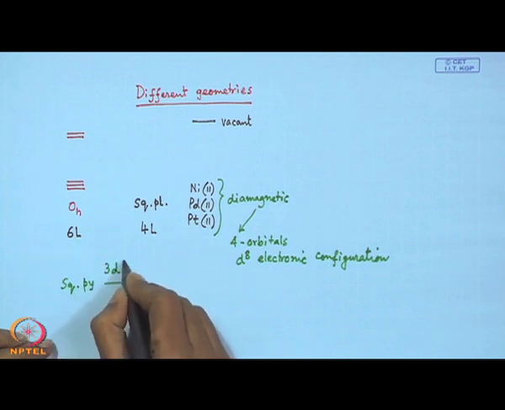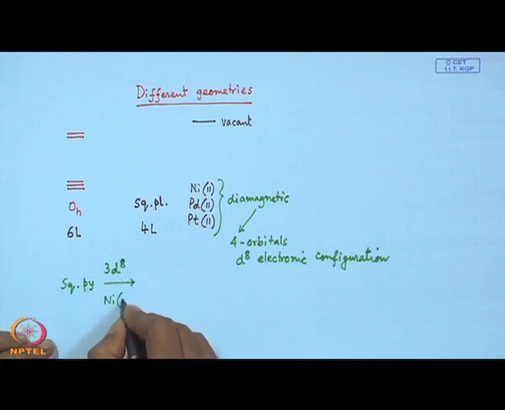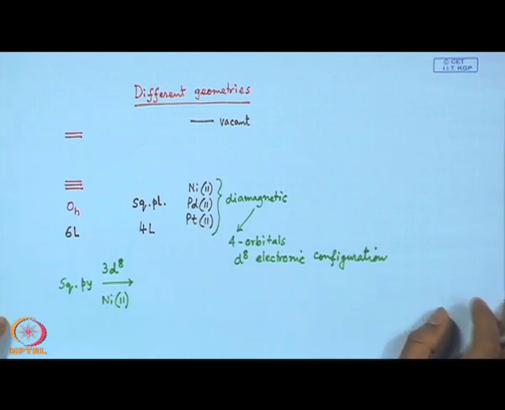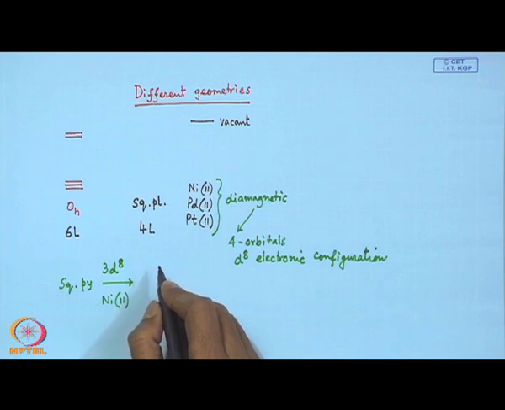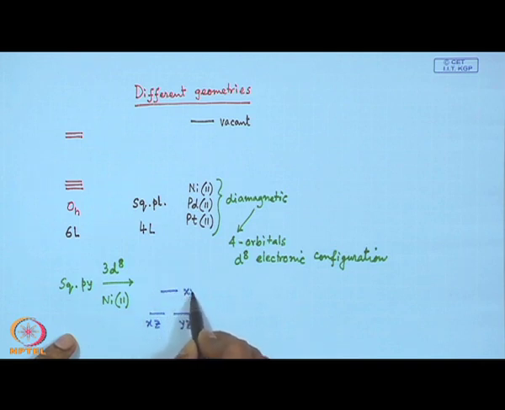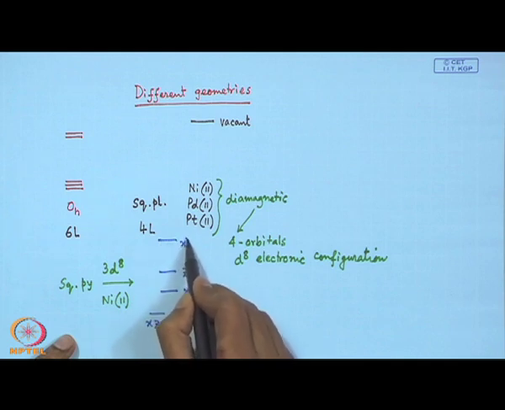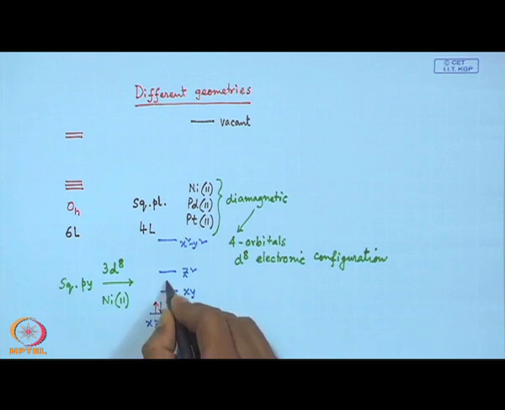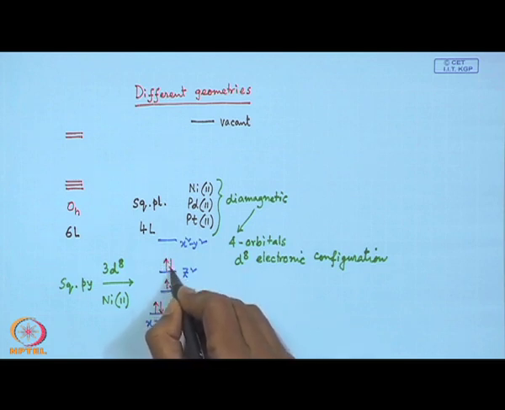If it is say for nickel 2 plus, which is 3d8, this 3d8 situation can be tackled very nicely if we just consider the corresponding levels as xz and yz, then we have xy, then z square, and finally, so it would be dxz2, dyz2, dxy2 and dz square 2.